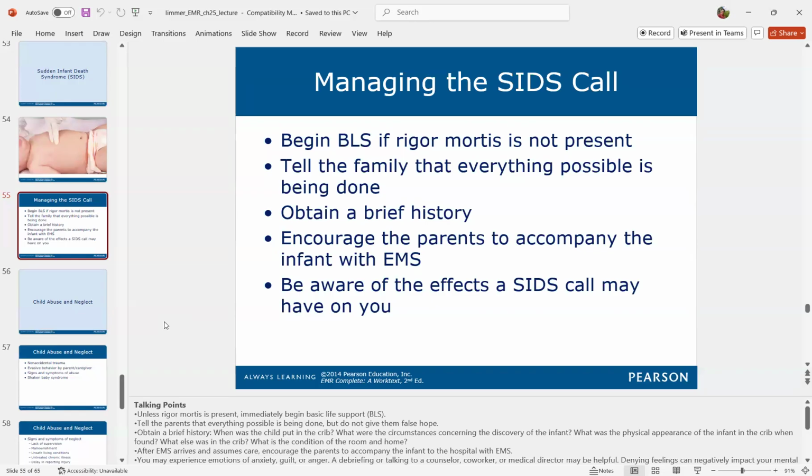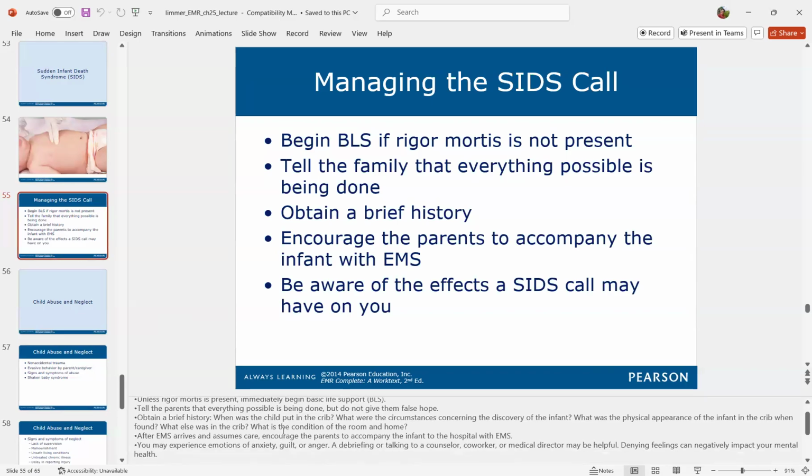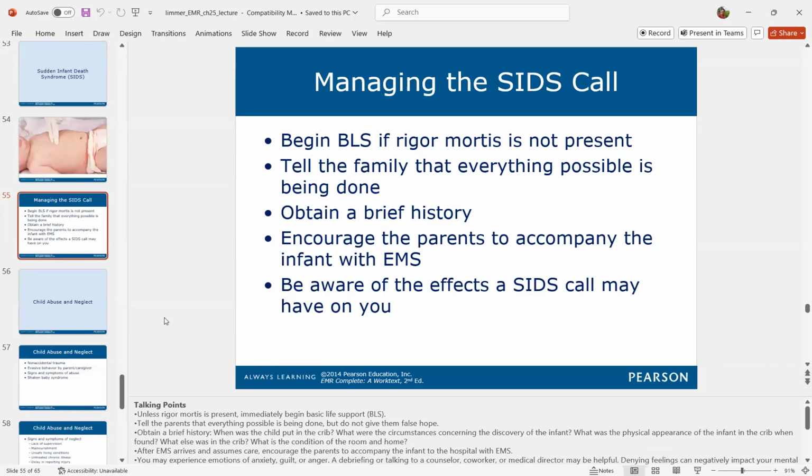After EMS arrives and assumes care, we're going to encourage the parents of the patient to accompany them to the hospital. We may experience emotions of anxiety, guilt, anger. Dealing with pediatric patients can be a lot sometimes. Debriefing or talking to a counselor, coworker, medical director, or your boss can be helpful. Denying any of those feelings can negatively impact your mental health as well. So just take care of yourselves as well.